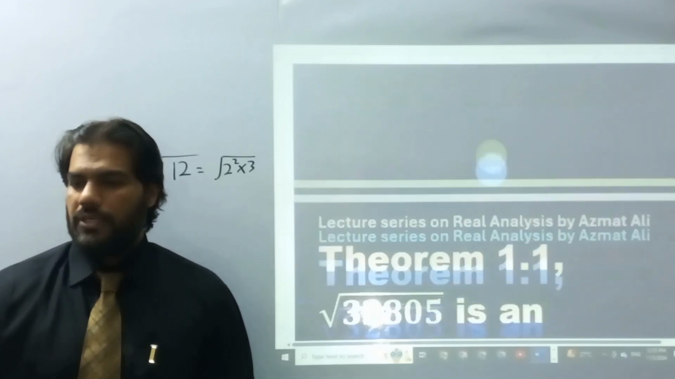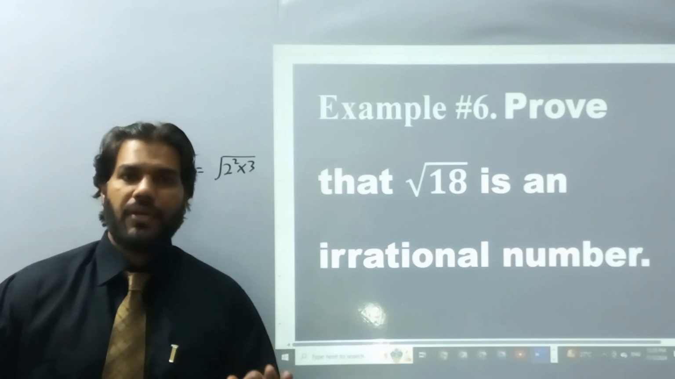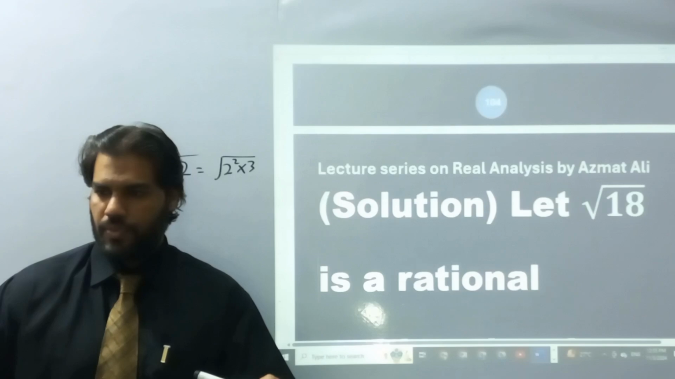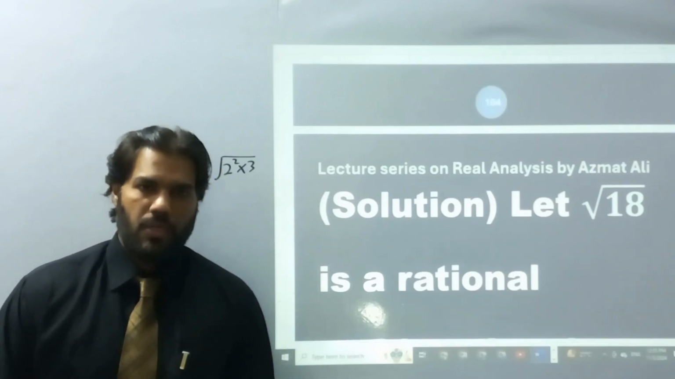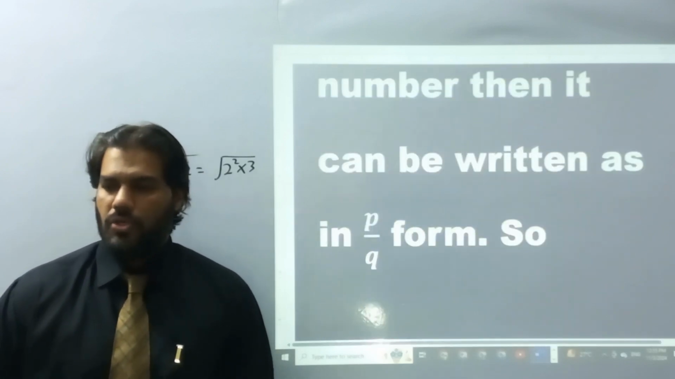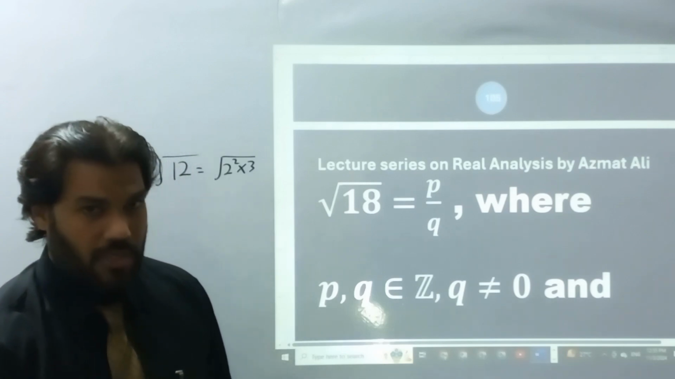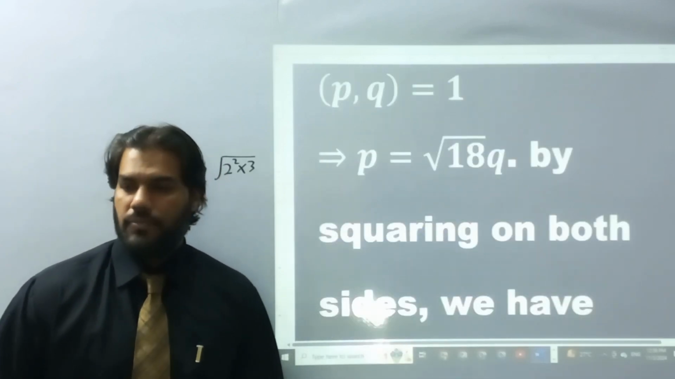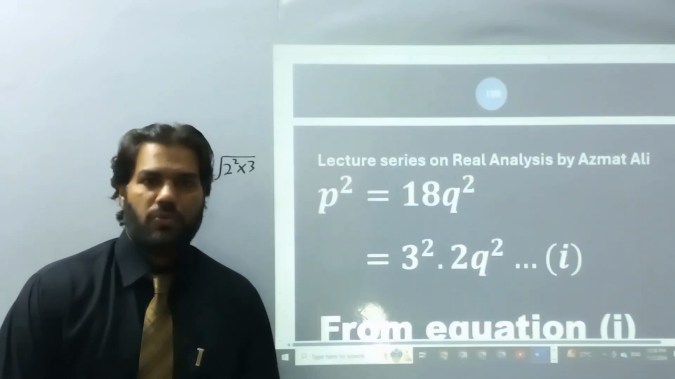Now I will discuss method number 2. I will prove the irrationality of square root 18 by method number 2. Method number 2 means without giving any reference of the theorem, I will directly show that square root 18 is an irrational number. So the starting lines are the same. Suppose that square root 18 is a rational number. It can be written in p by q form. From this we have p is equal to square root 18 q. By squaring on both sides we have the equation.